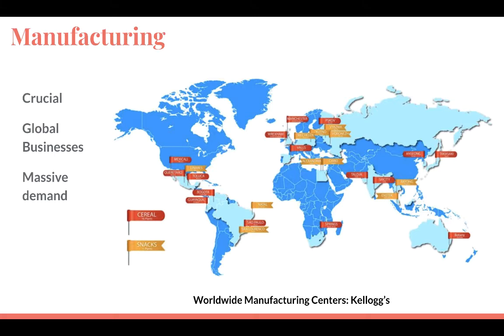And so here's just a great example. Kellogg's is a huge business, worldwide, and these are all the different places where they produce goods. I mean, look at all those different countries. The light blue countries are places where Kellogg's either produces their cereal or their snacks. So 27 plants worldwide.